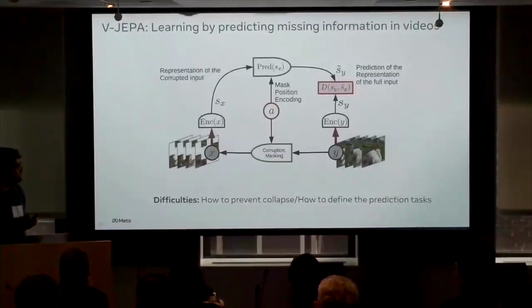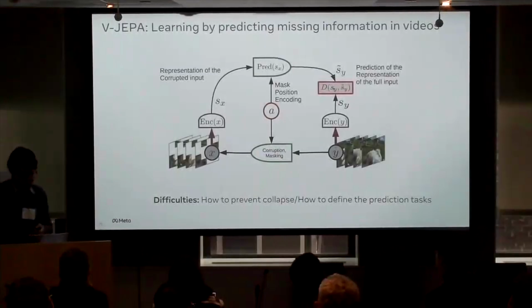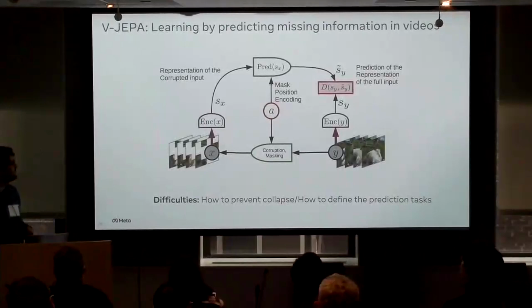Then you also encode the target. The target is a clean video that you pass through the encoder. And then you can compute a divergence loss. In this work, we use the L1. The main difficulty with this type of architecture is how to prevent collapse and how to define the prediction task.